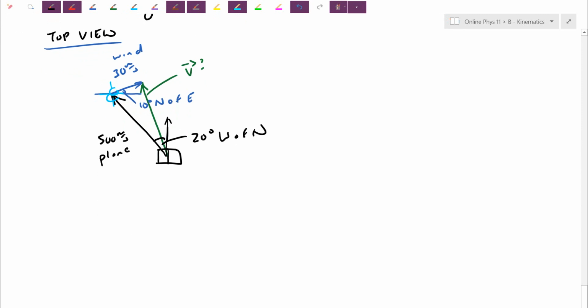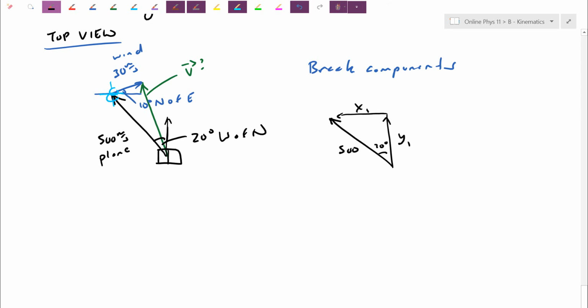This one here is a little bit harder than the one before. We don't have one that's in a pure direction. We actually need to break both into components. So first step here, we'll break both vectors into components. I'm going to take the first vector. The first vector here was 500 as a hypotenuse. The angle here was 20 degrees. Let's try to find what is a y1 and an x1.